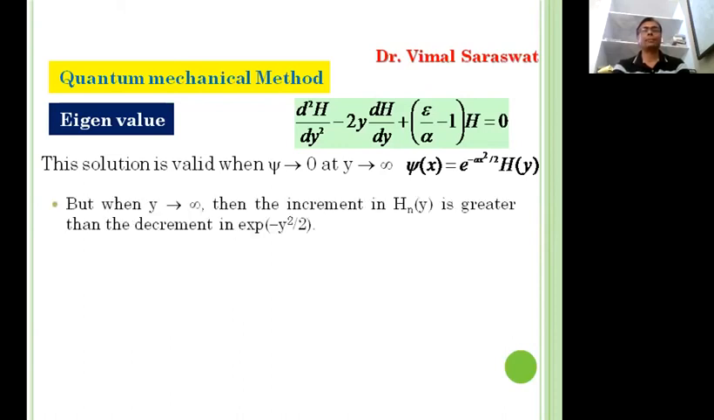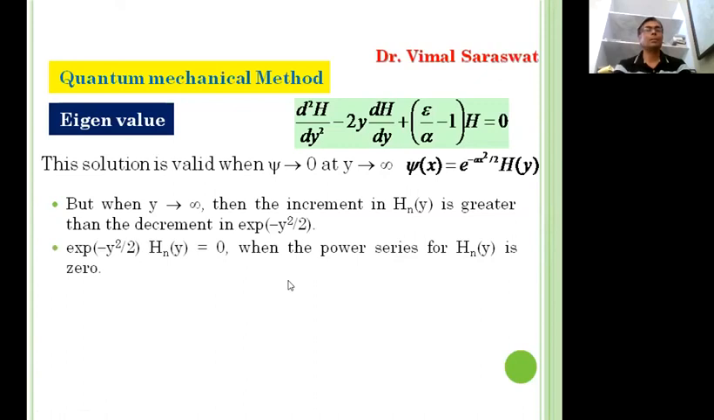But when y tends to infinity, then the increment in Hn is greater than the decrement in exp(−y²/2). Since y is equal to root α x, here αx² is replaced by y². So exp(−y²/2) h(y) is equal to 0 when the power series for h(y) is 0.